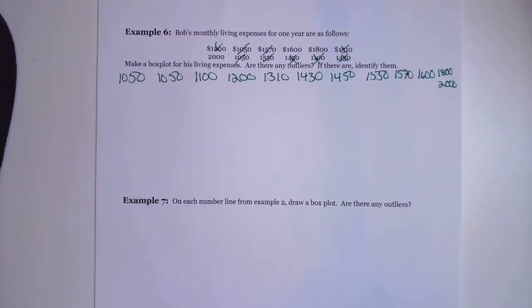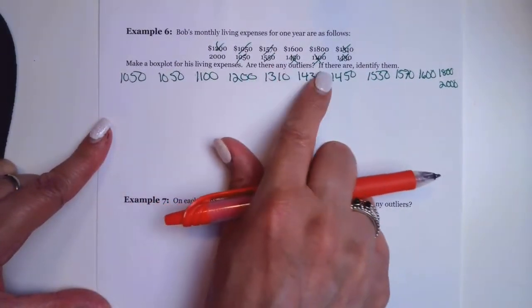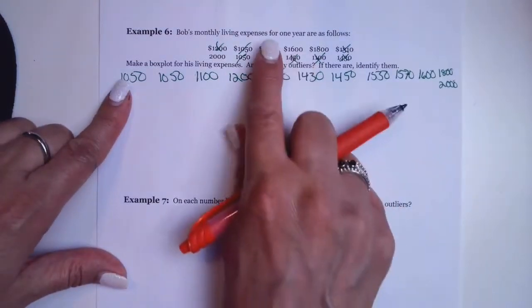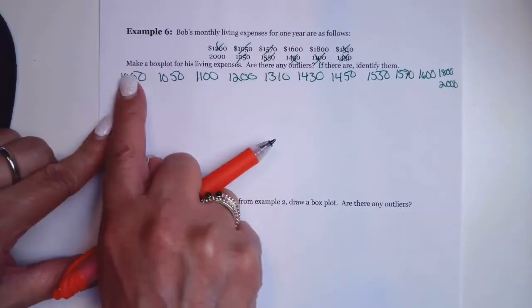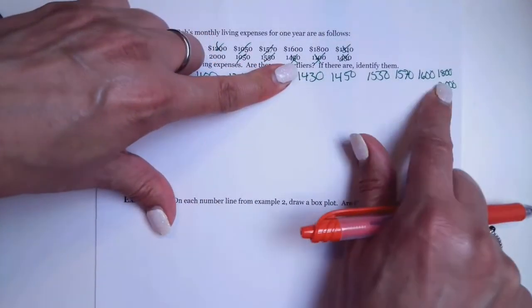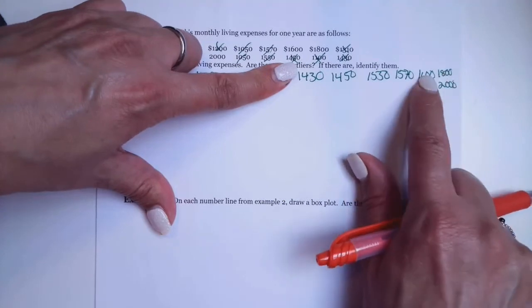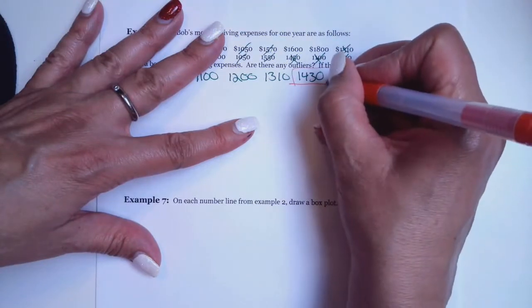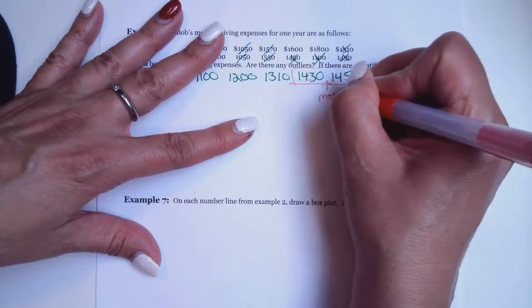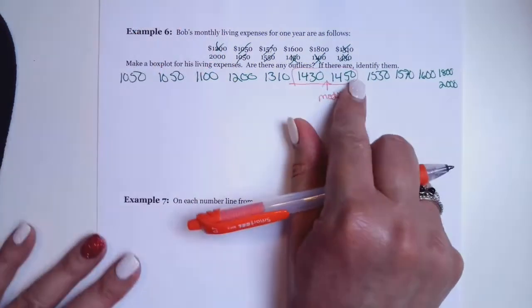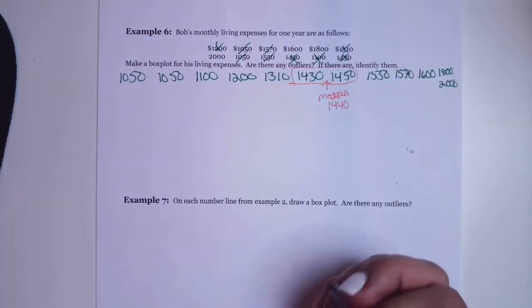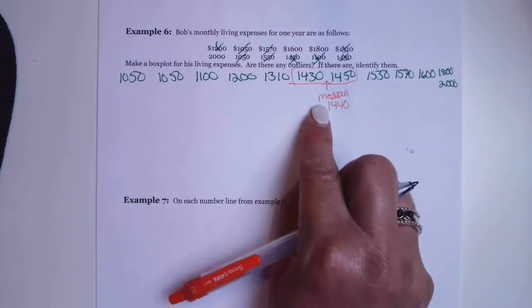Now, the same steps. We're going to find the median first. So how many do we have? We have 1, 2, 3, 4, 5, 6, 7, 8, 9, 10, 11, 12. So 12, because there's 12 months, it's 1 year. So we're going to do 6 and 6. So in between these two is the median, which we have 1,430 and 1,450. So 1,440 would be in between. Again, you could do the calculation by adding these and dividing by 2.